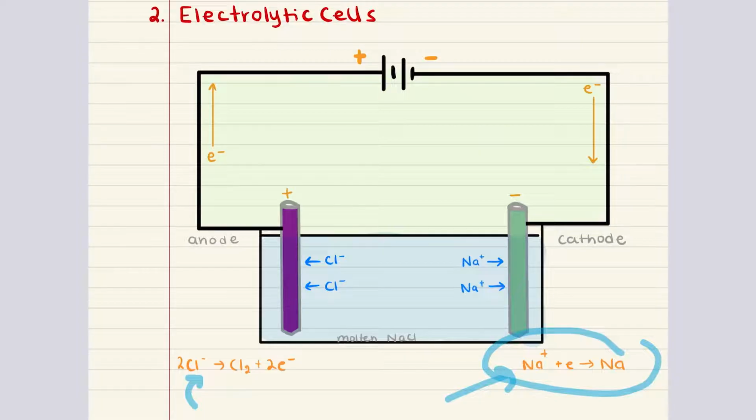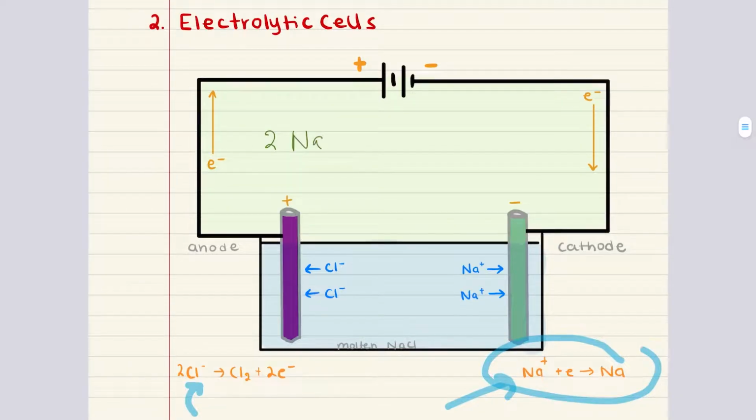Now, the overall reaction for the electrolysis of molten sodium chloride is going to look like this. 2 sodium chloride is going to form 2 sodium plus chlorine gas. This equation shows that molten sodium chloride is decomposed into liquid sodium and chlorine gas when an electric current is applied. This cell, again, is used in industry as the major means of sodium and chlorine production.